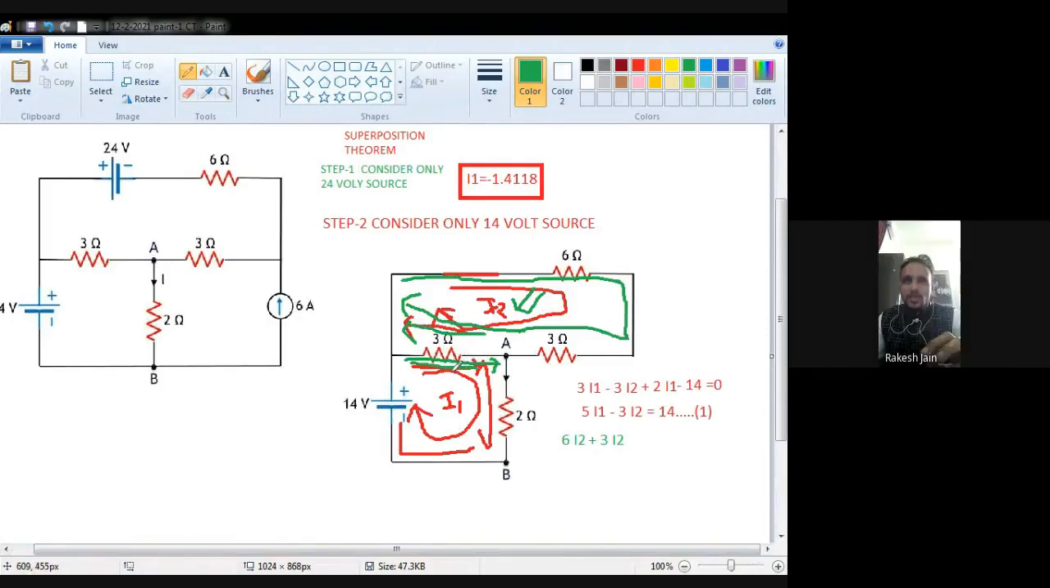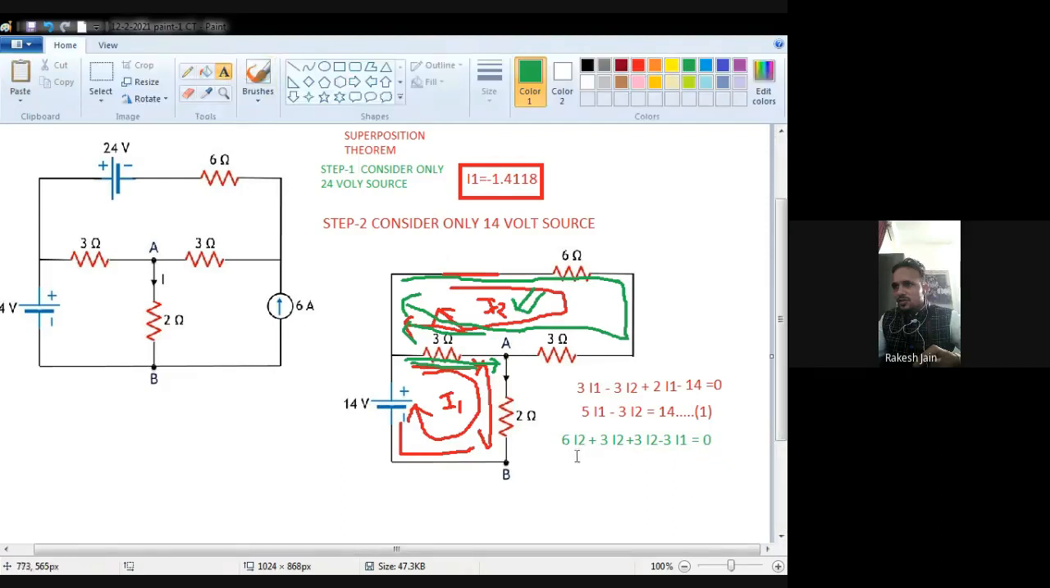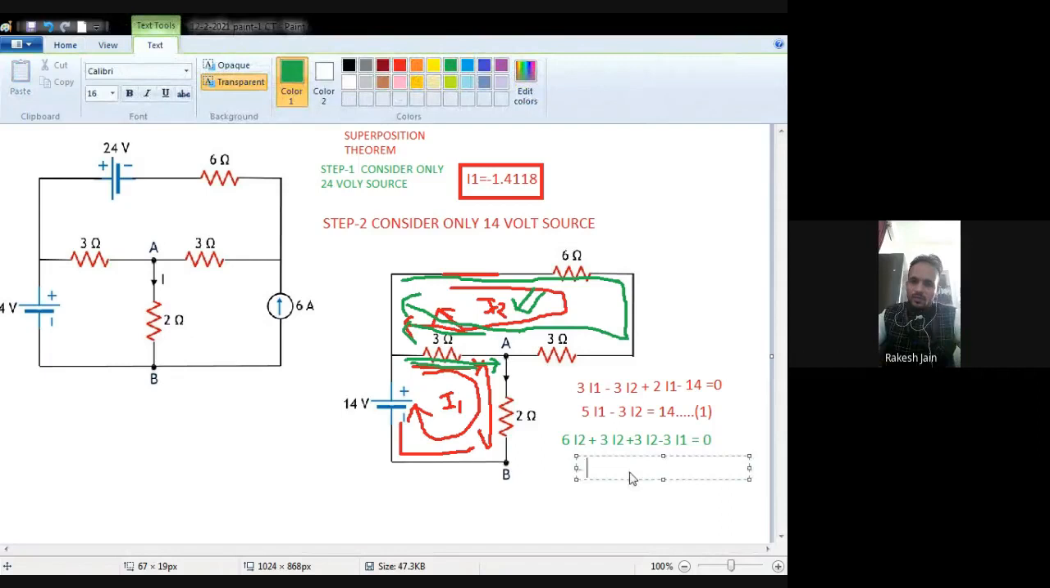Because we have to find out the current through this 2 ohm resistance, and this I1 current passes through this 2 ohm, the step number two answer is also I1. Now for the first mesh I am going to write down the equation. First I start with this 3 ohm resistance, going from left to right, but I2 current also passes through this 3 ohm from right to left. That's why the current direction is opposite.